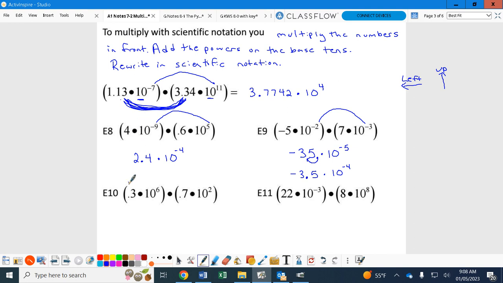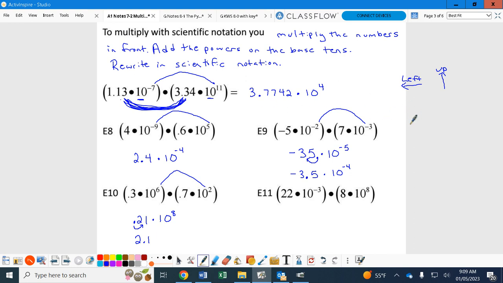Yep. Here we go. 0.3 times 0.7 is going to be, is it 2.1 or 0.21? 0.21 times 10 to the 8, because 6 and 2 is 8. I have an answer where I have no numbers in front of my decimal place, so I'm going to move it 1 place. This time I'm going to the right to make it into 2.1. Does everybody understand? I got to have 1 number in front of my decimal point. That's the whole thing.